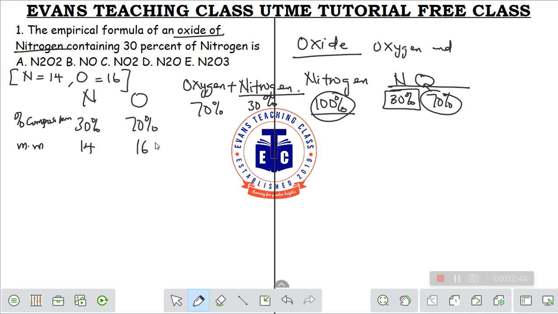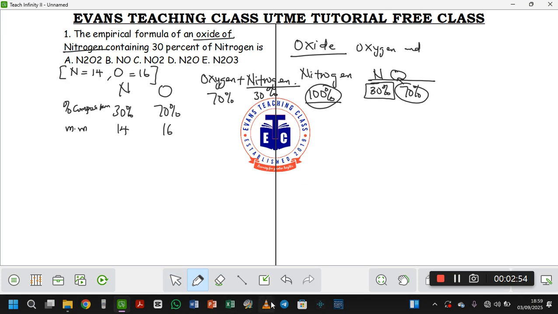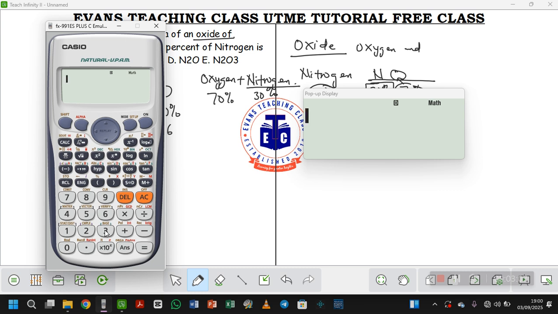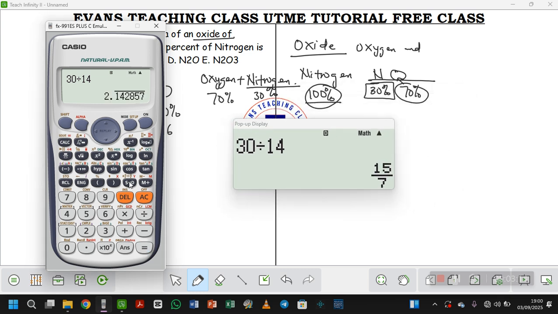Now the next thing we want to do is divide 30% by 14, and 70% by 16. So let's bring out our calculator. Although this is a JAMB class, we should not be using calculator, but because I don't have the luxury of time to be checking the calculator on my phone. So 30 over 14. Mind you, don't rely on this, because you are not going to be allowed to use calculator.